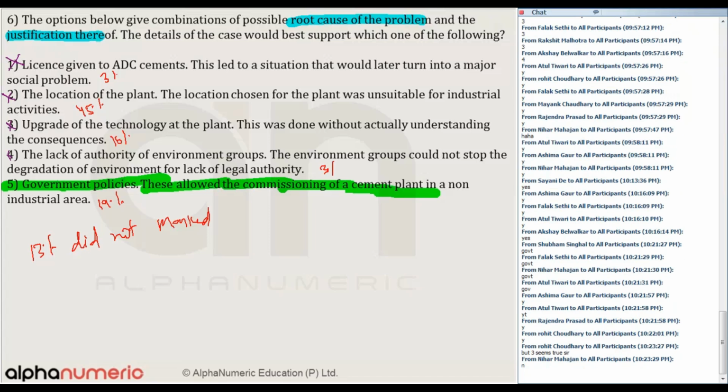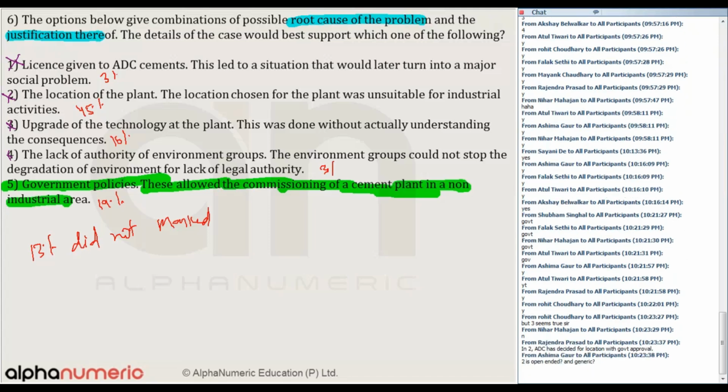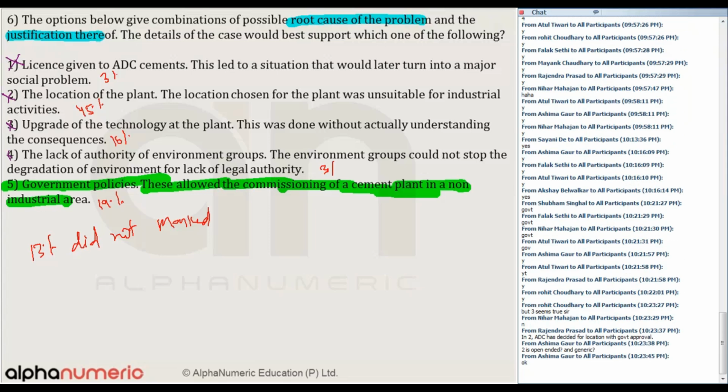So you are saying that the root cause of the problem is the upgrade. 2 is a general statement, the location of the plant, it's very general. Now, when you say option number 3, upgrade of the technology at the plant, this was done without actually understanding the consequences.